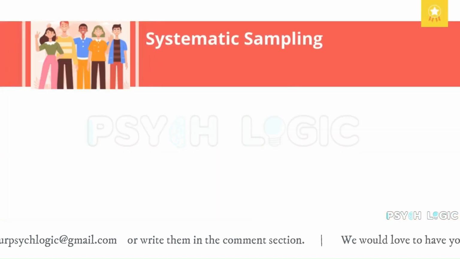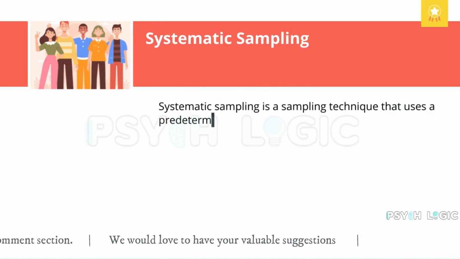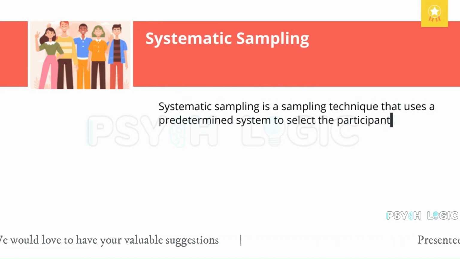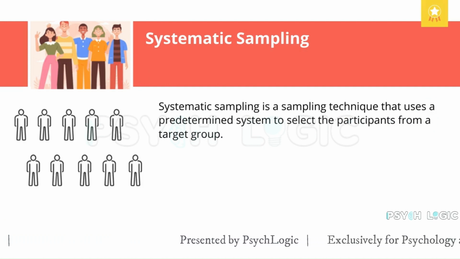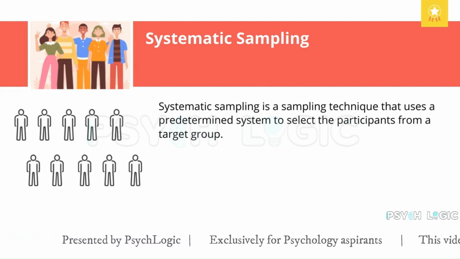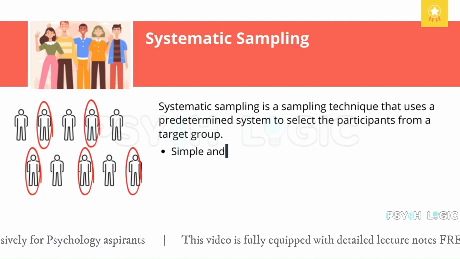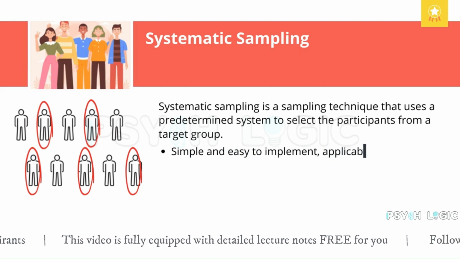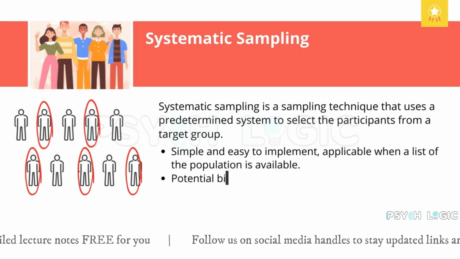Now let's talk about systematic sampling. Systematic sampling is a sampling technique that uses a predetermined system to select the participants from a target group. Like here is a bunch of people and I'm selecting every second person in this group, like 2, 4, 6, 8 and so on. Now it is relatively very simple and easy to implement, and it is applicable when a list of population is available.